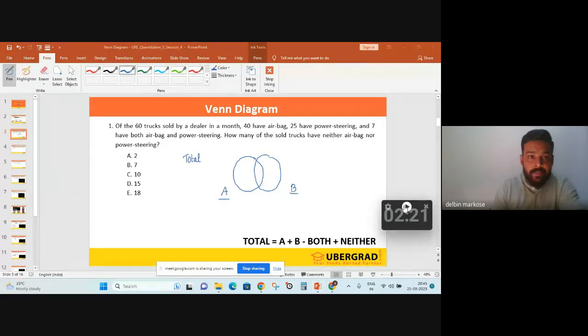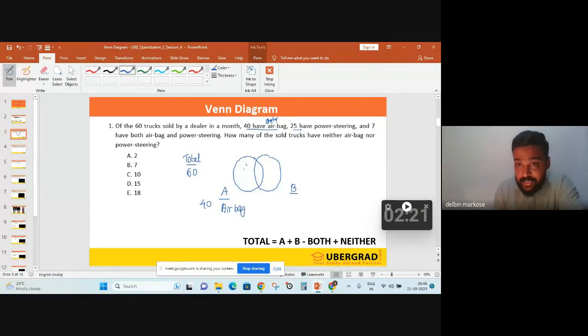So in this question, of the 60 trucks sold, that's the total number, by a dealer in a month, 40 have airbag. When you're reading a Venn diagram question, be careful. When it is only airbag, then you write inside. They didn't say only, they said 40 airbag, so you have to write it outside. Let's say category A is airbag. This is 40, so the both region can also come here.